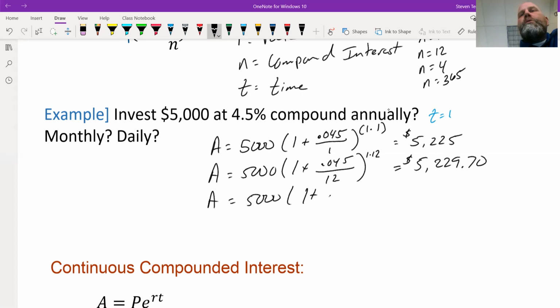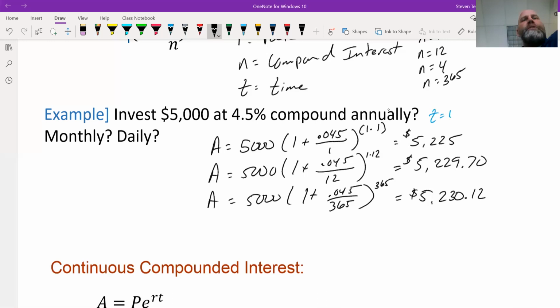Let's do daily. 0.045 divided by 365, raised to the 365 times 1. And that's the best so far: $5,230.12. So this is how you're going to apply these compound interest problems: principal, rate, the compounding, and then the time. If you compound this daily, at the end of the day that's what you're going to reinvest. You're keeping the interest and letting it grow.